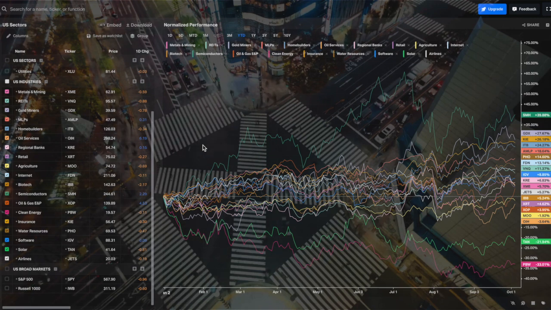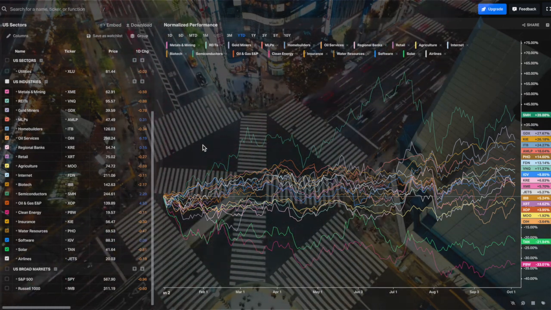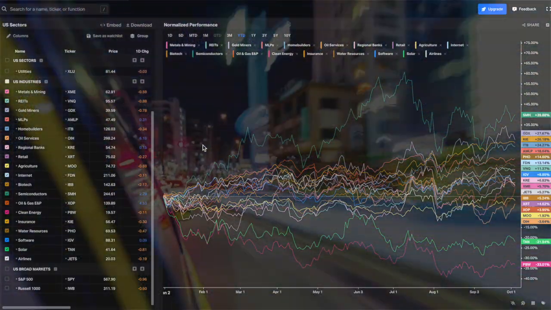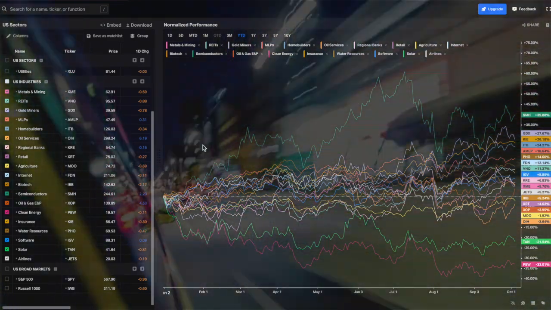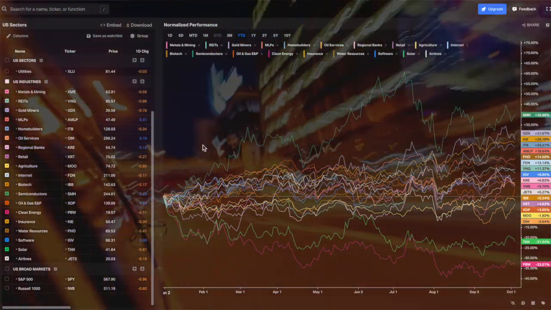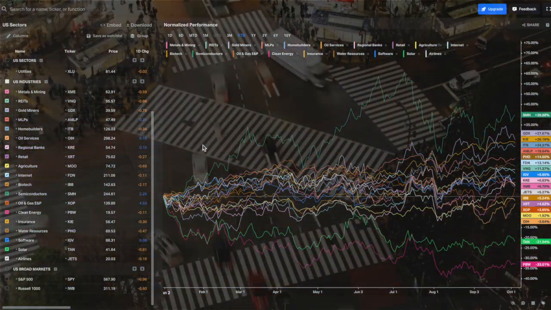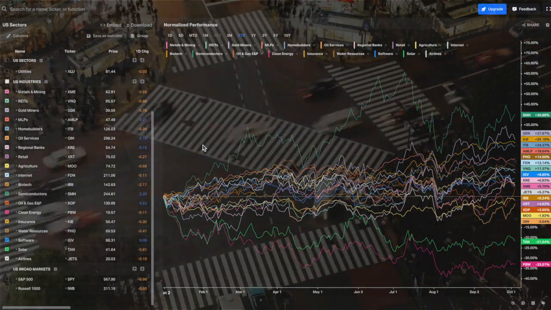Now, the US sector tab that I have opened on the screen right now is one of the market dashboards that is pre-built by Koyfin. It's already set up. You don't have to build it yourself. It's already there as a default. That means you can't edit it. However, it's pretty good already. You don't have to really touch it.